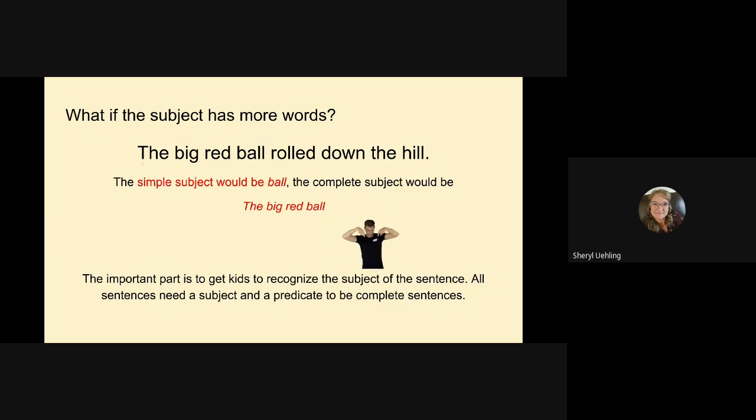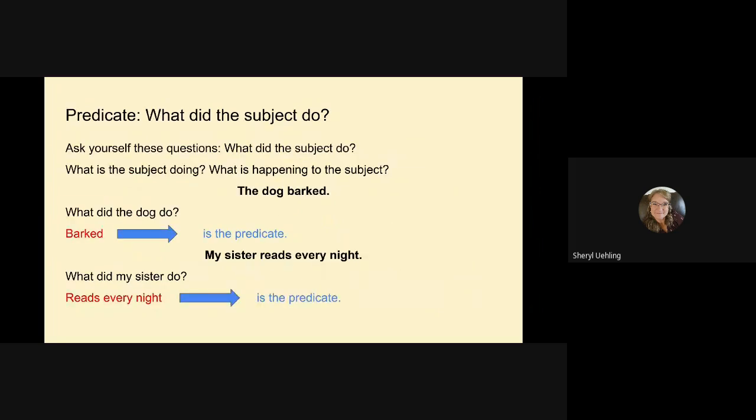Now, what if the subject has more words? Here we have this sentence, the big red ball rolled down the hill. Well, the simple subject would just be ball. That's our noun. The complete subject would be all the words describing it, the big red ball. But the important part is to get kids to recognize the subject of the sentence. All sentences need a subject and a predicate to be complete sentences.